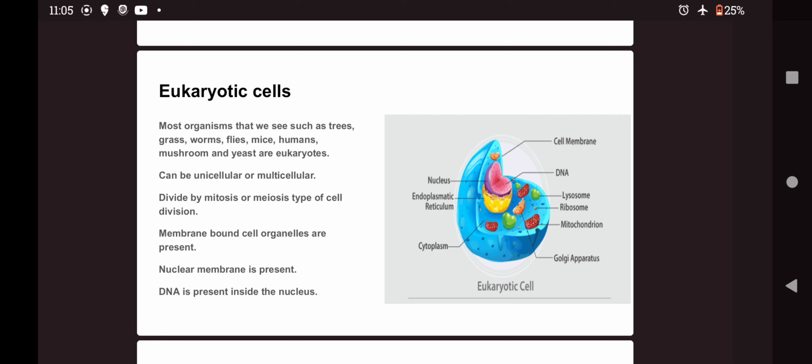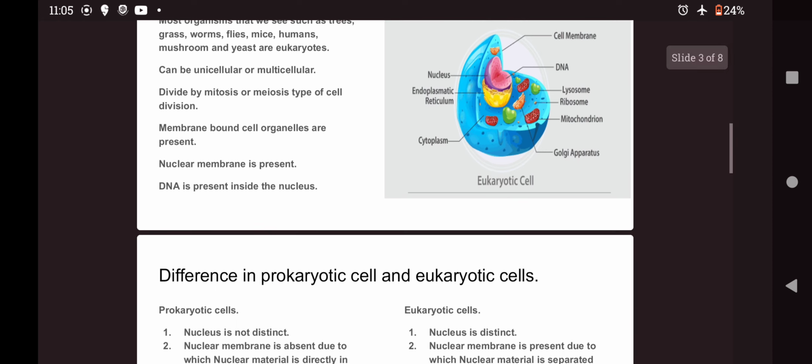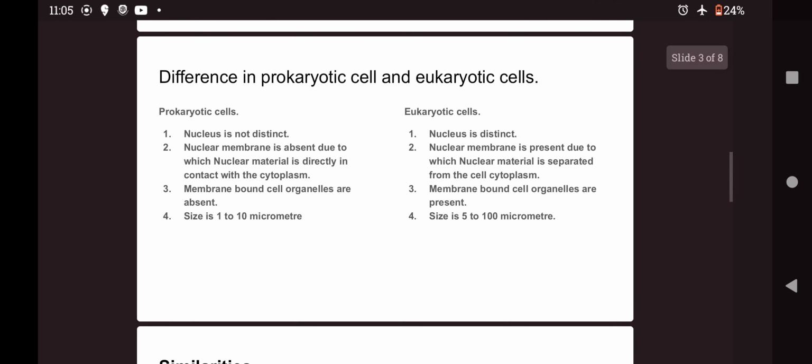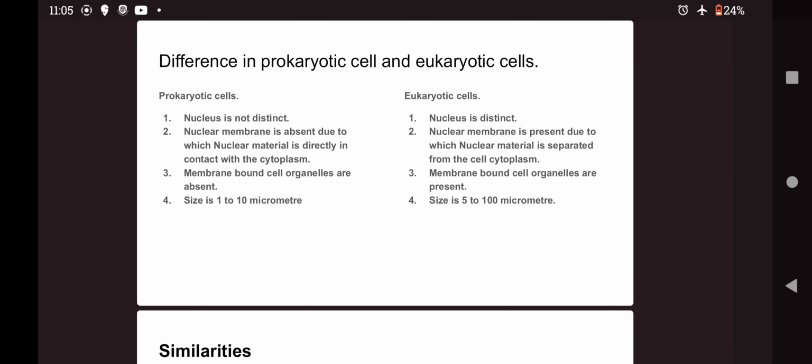Eukaryotic cells may be unicellular or multicellular. They generally divide by types of cell division called mitosis and meiosis. And apart from that, membrane bound cell organelles are present. DNA is present inside the nucleus. Now in the next slide, we can see the difference between prokaryotic cell and eukaryotic cell.